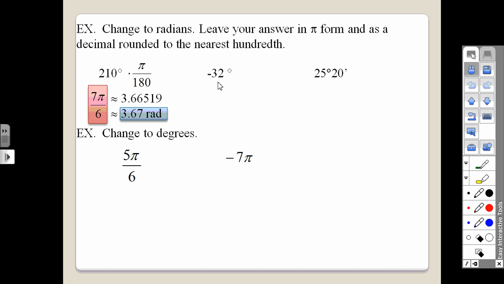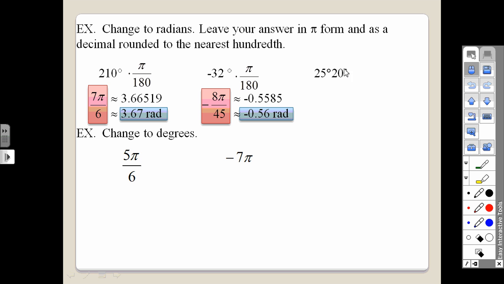Okay, so let's try the next one, negative 32 degrees. So we still multiply that by pi over 180. This time simplifying, it doesn't come out as nicely. We get negative 8 pi over 45. Okay, and then we can multiply that by 3.14, and we get negative 0.56 radians. Still pretty small. Okay, so what do we do when the angle that they've given us is in degrees and minutes, and we still have to convert it into pi form and figure out the decimal value for radians?